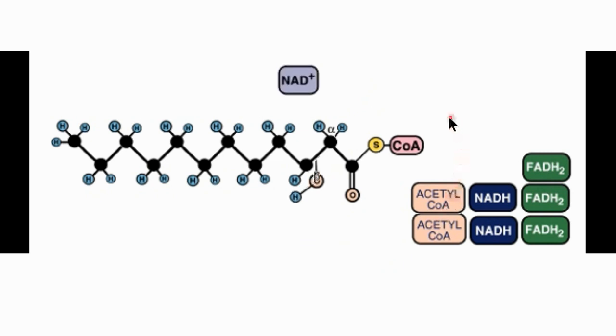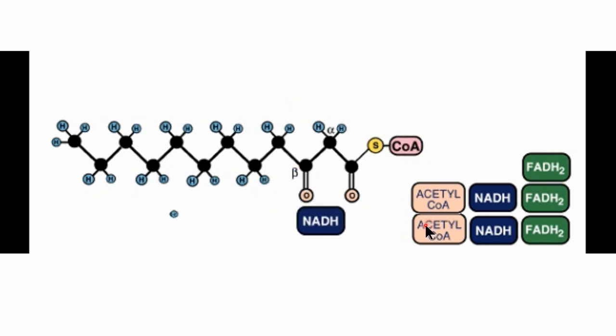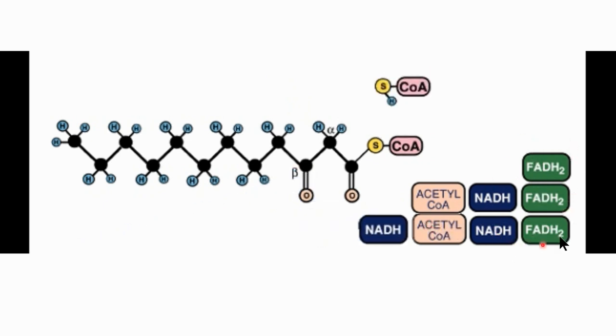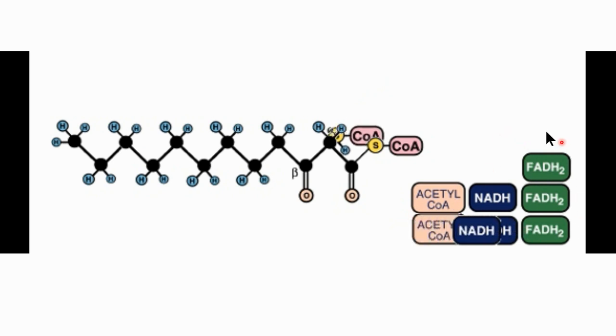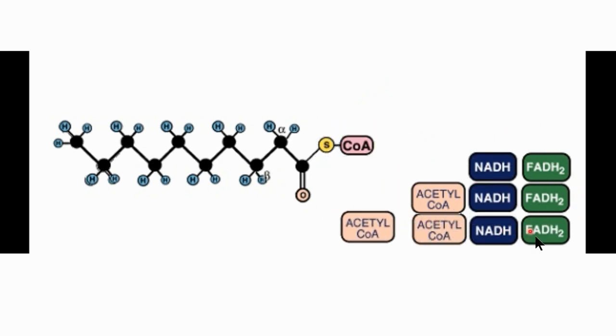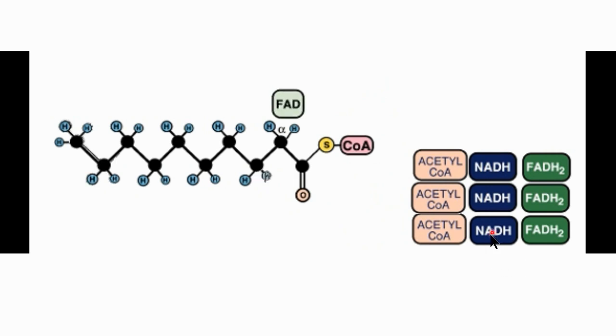Now, take note, all the acetyl coenzyme A is now available for the Krebs cycle. And since these are all happening inside the mitochondria, it's all going to enter the electron transport chain.